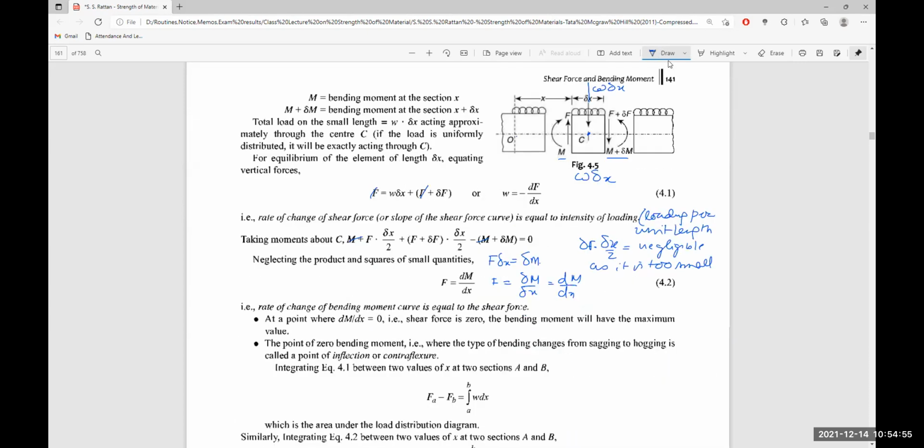At a point where dm by dx is equal to 0, there is no change in bending moment. That is, shear force will be 0. The bending moment will have the maximum value. When the shear force is 0, the bending moment will have the maximum value.